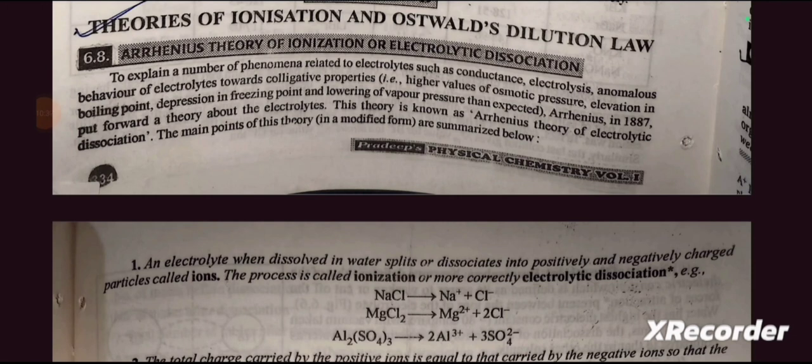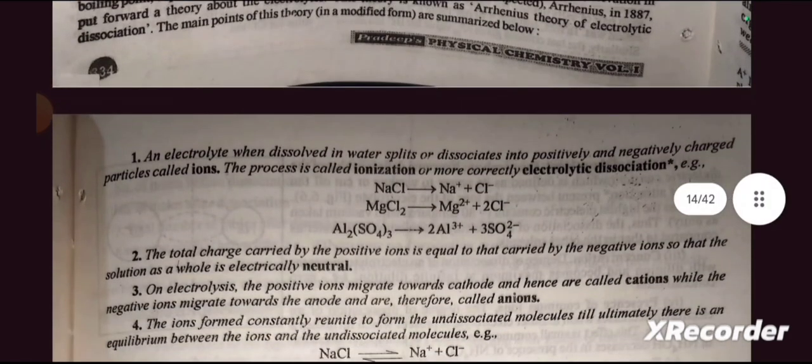ionization or electrolytic dissociation. To explain a number of phenomena related to electrolytes such as conductance, electrolysis, anomalous behavior of electrolytes towards colligative properties, that is higher value of osmotic pressure, elevation in boiling point, depression in freezing point and lowering of vapor pressure than expected, Arrhenius in 1887 put forward a theory about the electrolytes. This theory is known as Arrhenius theory of electrolytic dissociation. The main points of this theory in a modified form are summarized below.